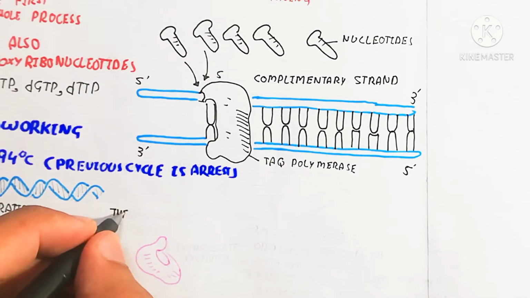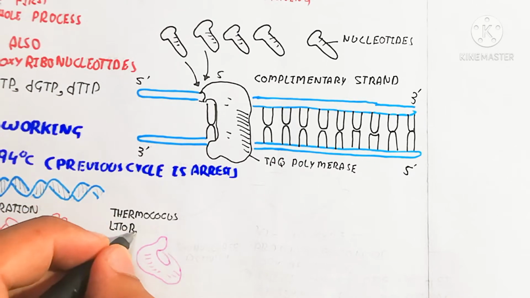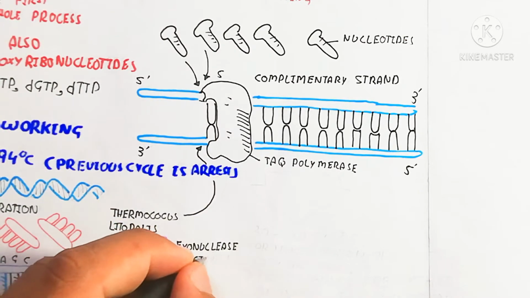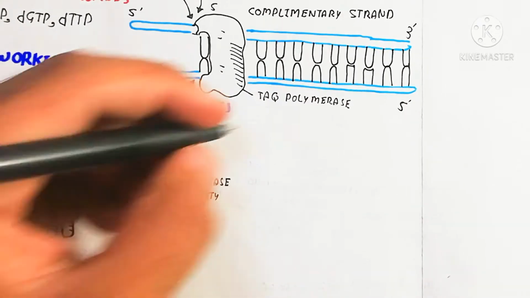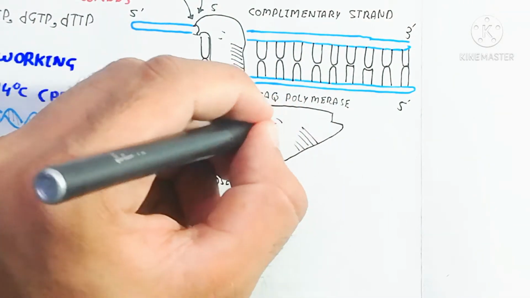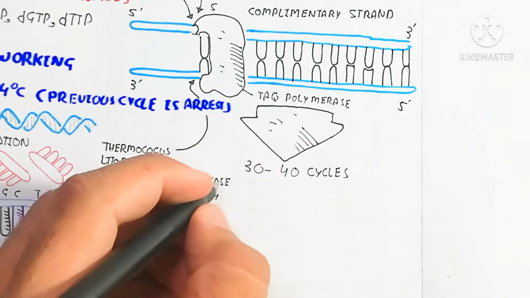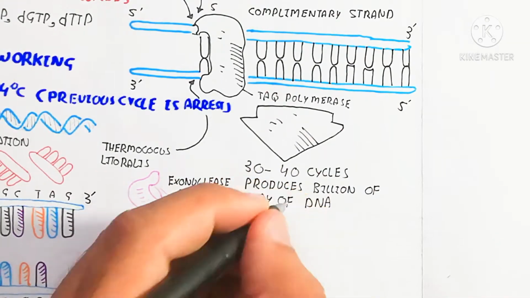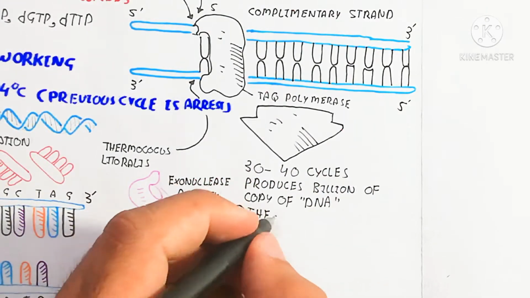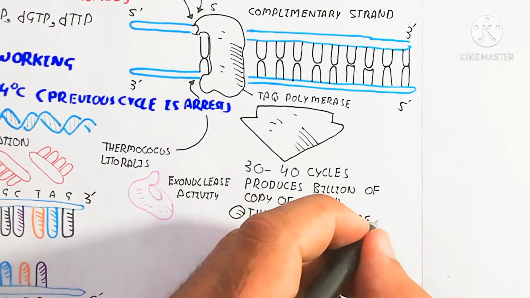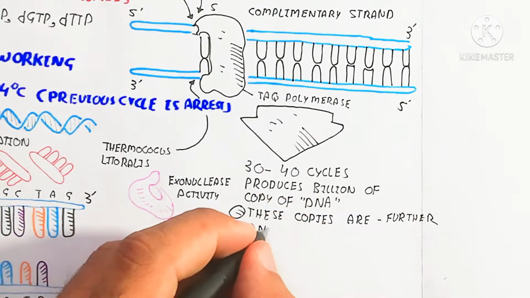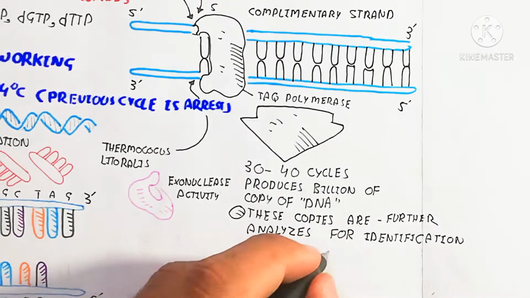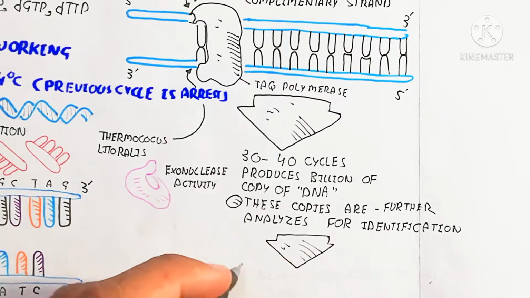One other enzyme is also used, from Thermococcus litoralis. Why is it used? Because of its exonuclease activity. The exonuclease enzyme comes from Thermococcus litoralis, a bacterium. So 30 to 40 cycles produce a billion copies of DNA.